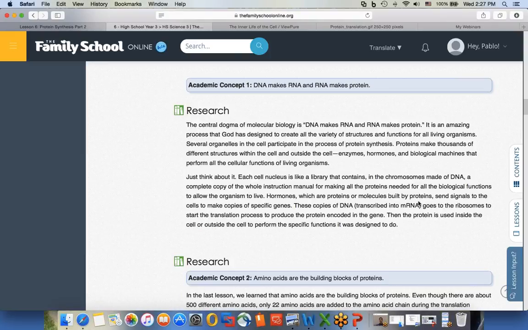Each little book of instructions that helps you build one specific Lego artifact would be like a gene. A gene is just a set of instructions that helps you build one thing.